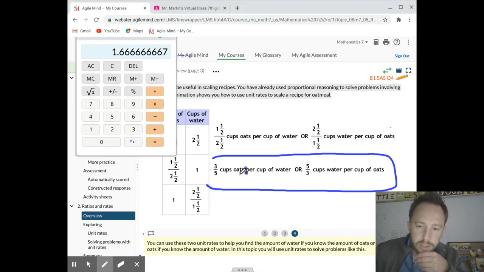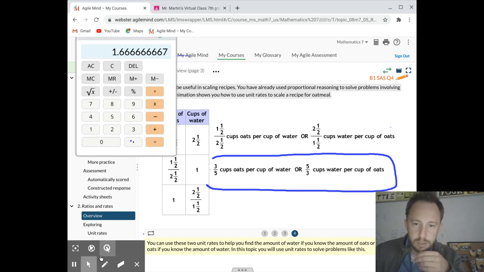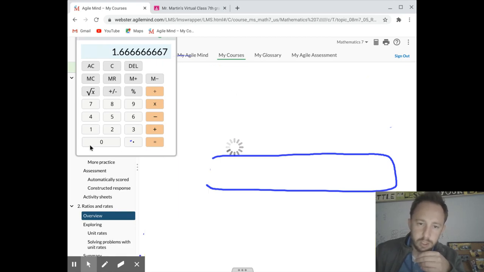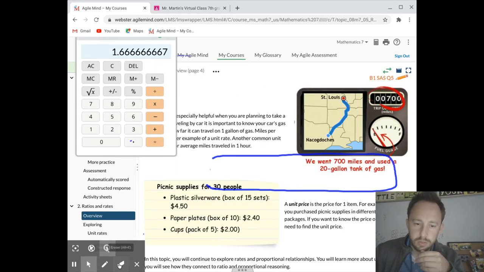Anyway, so we should have 3/5 cups of oats per cup of water, or 5/3 cups of water per cup of oats. All right, let's move on to page 4. See if it's an easier one. If it's not, I'm going to come up with one ourselves here in a minute.